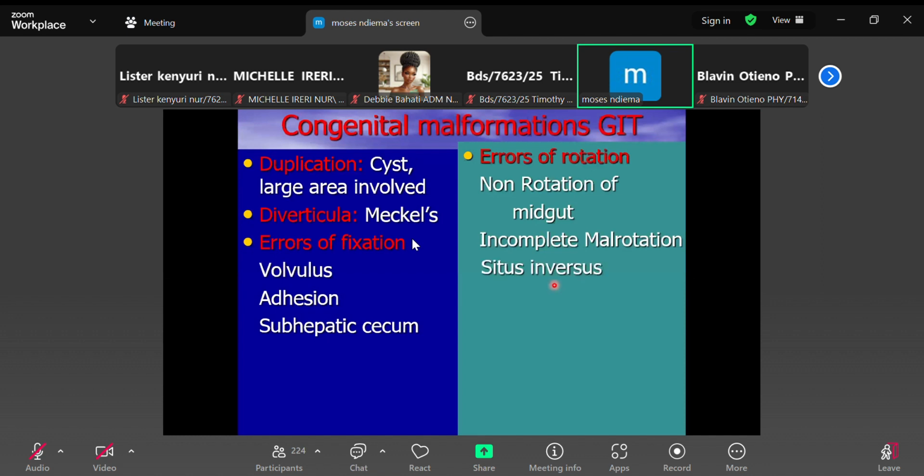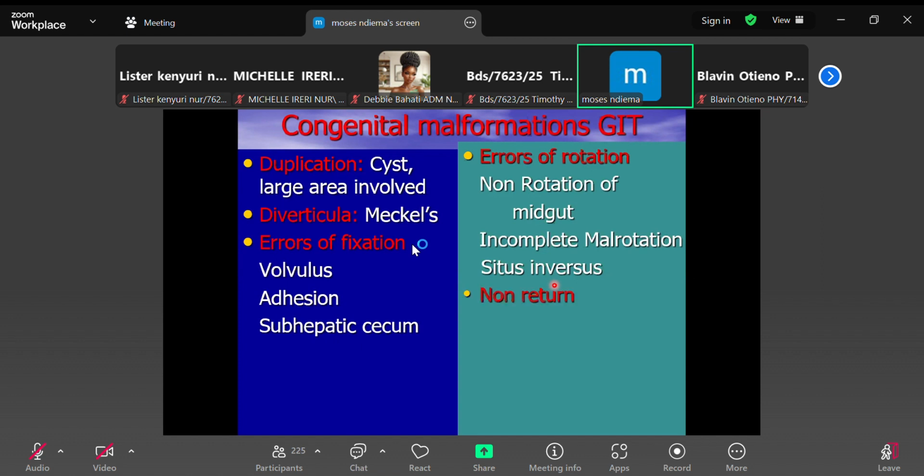Malrotation. Situs inversus is where we have reverse rotation, complete reverse rotation. When we have this reverse rotation, other structures will also usually be affected because they share a common gene in terms of rotation. So we might have the heart, instead of rotating to the right, rotate to the left. Then the heart will be on the right side of the thoracic cavity.